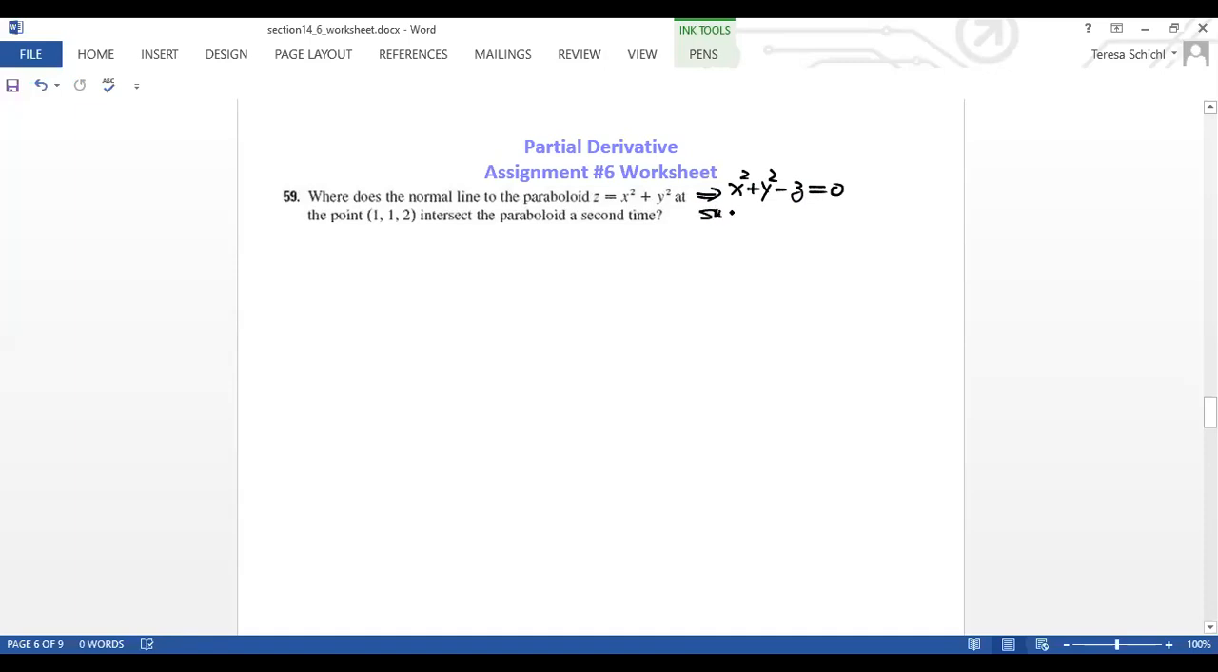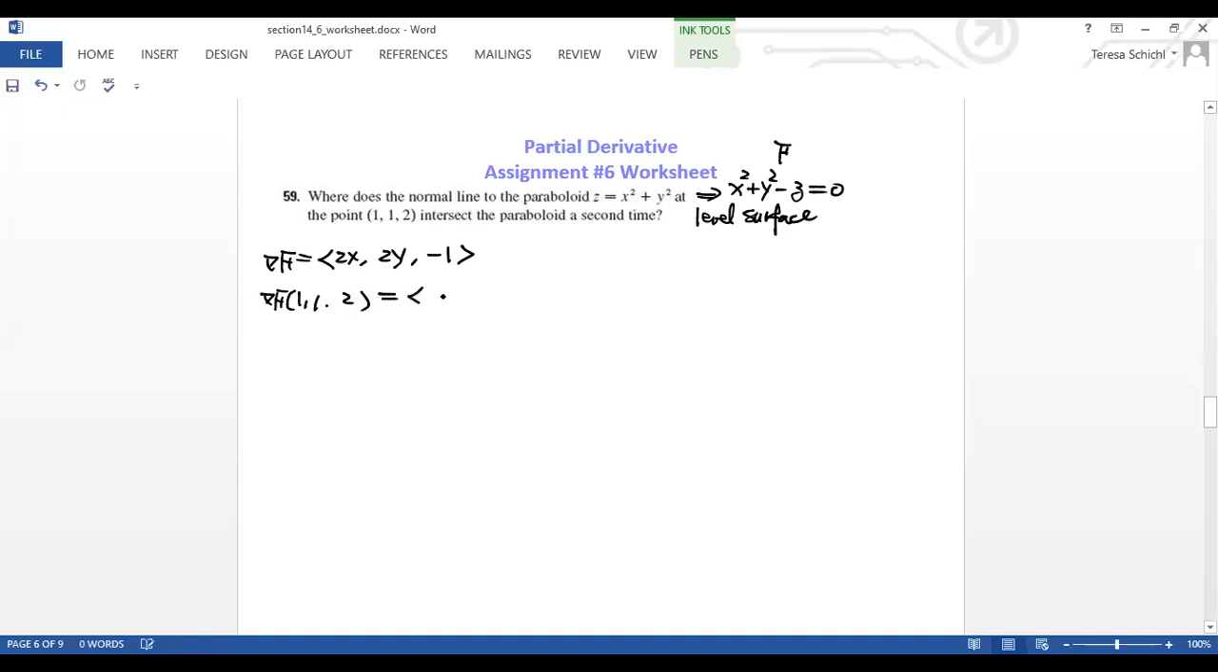What do we call this again? We call this a level surface, right? So what is a level surface? That means this is my capital F of x, y, z, and then we find the gradient. The gradient will be: partial for x is 2x, partial for y is 2y, partial for z is negative 1. Now at the point, substitute the point (1, 1, 2) into the gradient.